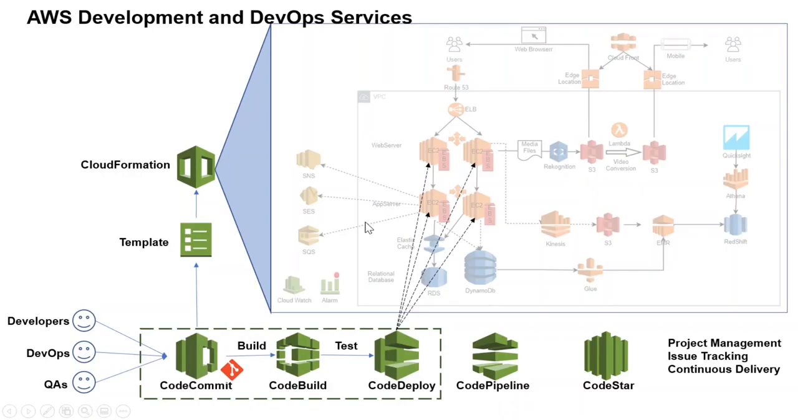We covered important development and DevOps services offered by AWS. If you have come up to this point, you know about most of the AWS core services for compute, analytics, storage, security, application, and deployment services.